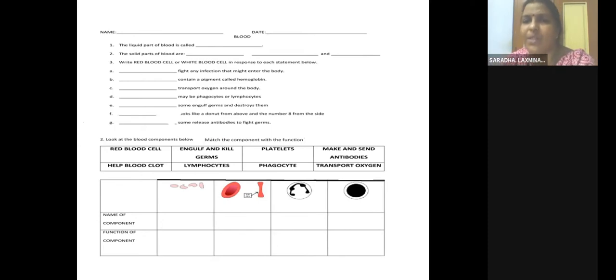Many diagrammatic questions can be asked. Identify this, name the component, what is the function, match the component with the function. Anything can be asked. It's our choice of asking, depending on what you have taught the child.